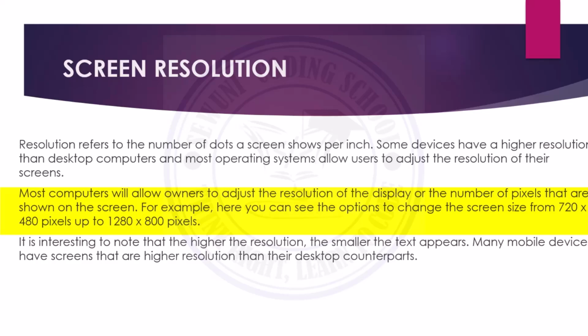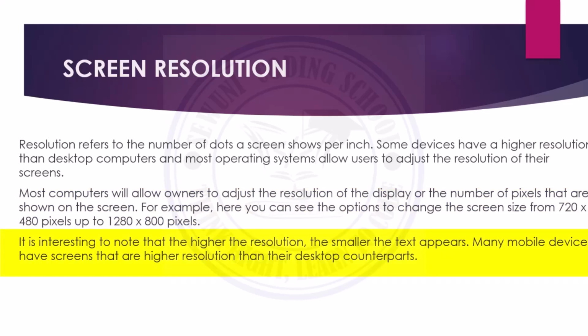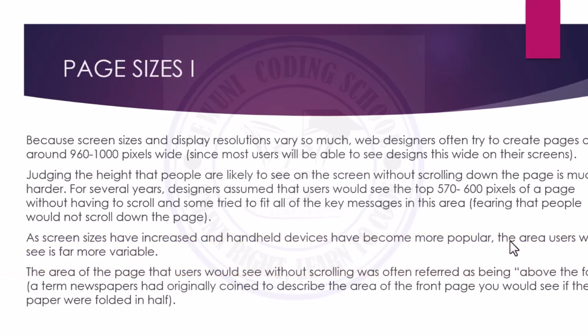For example, I'm going to show you options to change your screen size from 720 by 480 pixels up to 1280 by 800. This can easily be done in Windows by right clicking and going to screen resolution. You can easily change your resolution over there. It is interesting to note that the higher the resolution, the smaller the text. Many mobile devices have screens that are higher resolution than their desktop counterparts.